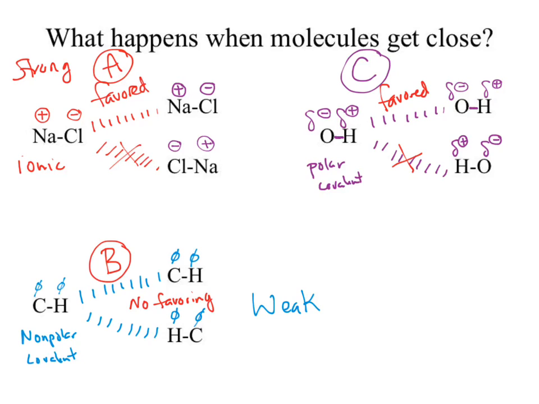Okay. What would we expect for this next one, case C? Medium? Should it be stronger than B? Yes. Why? Because it has aspects of A. It's partially charged. That partial charge wants to neutralize. Should it be stronger than A? No.